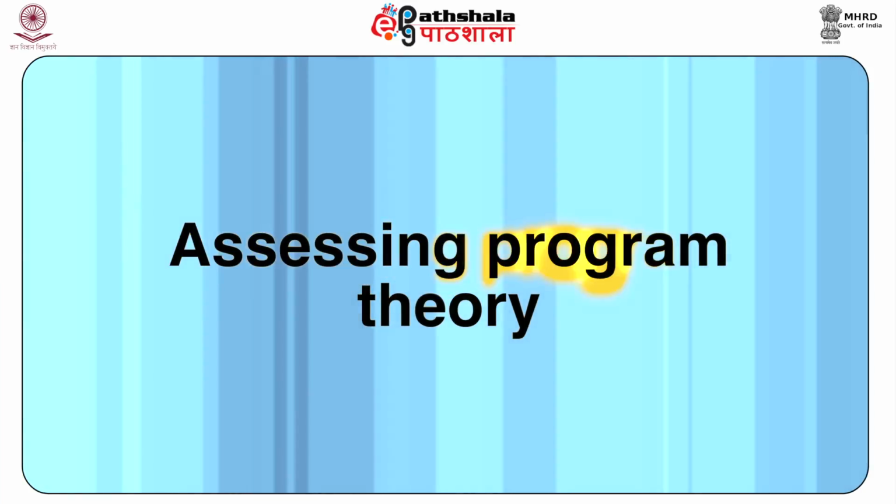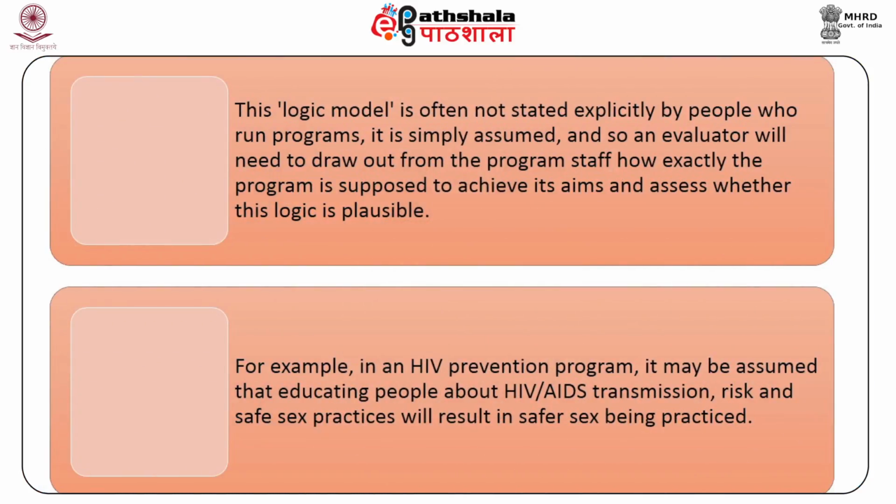The next issue that I am going to take up is assessing program theory. The program theory, also called a logic model or the impact pathway, is an assumption implicit in the way that the program is designed about how the program's actions are supposed to achieve the outcomes it intends. Now, this logic model is often not stated explicitly by people who run the programs. It is simply assumed, and so an evaluator will need to draw out from the program staff how exactly the program is supposed to achieve its aims and assess whether this logic is plausible. For example, in an HIV prevention program, it must be assumed that educating people about HIV/AIDS transmission, risk and safe sex practices will result in safer sex being practiced.